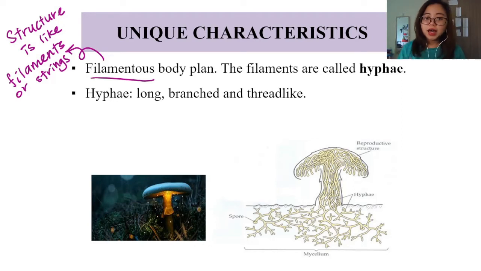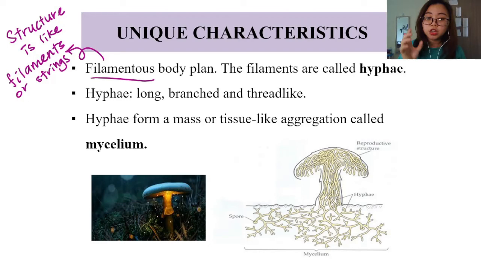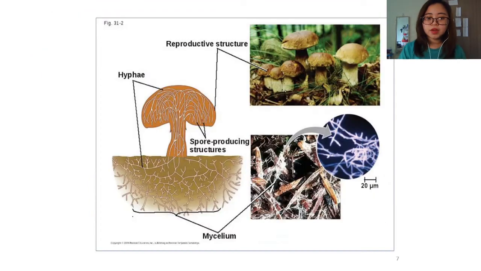Filaments are called hyphae. The hyphae are long, branched, and thread-like. So dia panjang, dia bercabang, dan dia seperti thread, seperti benang. These hyphae, when there are a lot of them, they can form a mass or tissue-like aggregation called mycelium. So, bila ada banyak hyphae berkumpul bersama-sama, kita biasanya tidak panggil dia tisu, kita biasanya panggil dia mycelium. Okay, so this is a diagram showing how the mycelium can be above ground and also underground. Ini kita tidak panggil akar, kita masih panggil dia sebagai hyphae and mycelium.